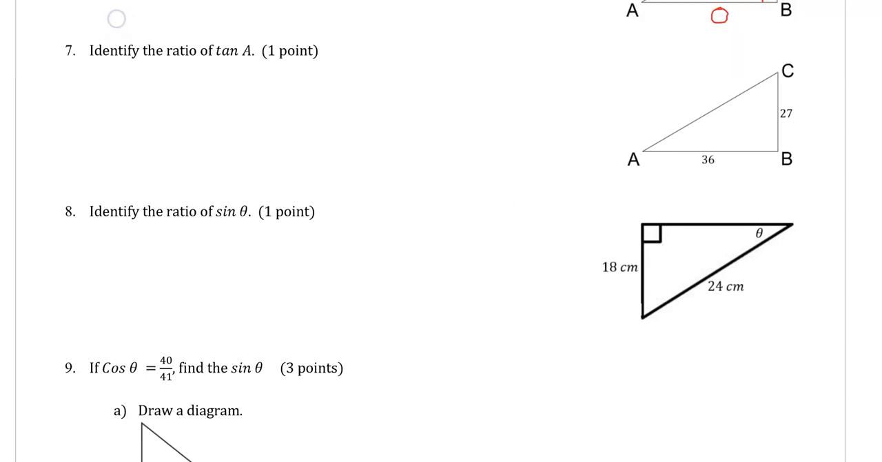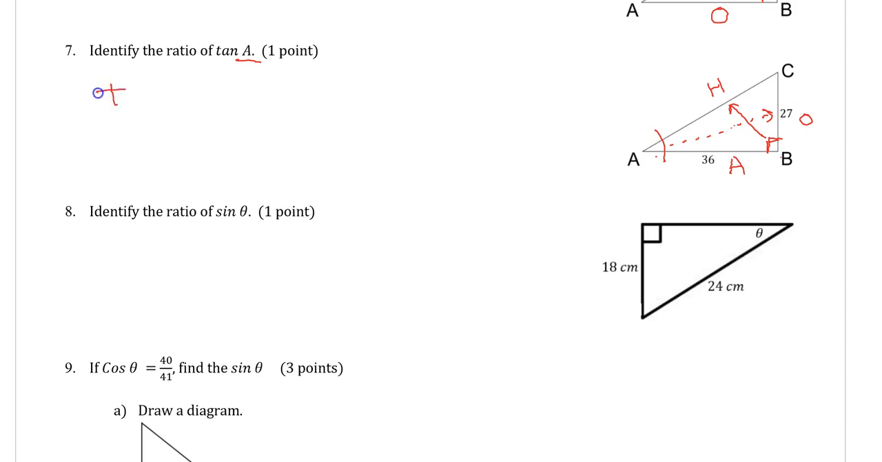Okay. All right, looking at number 7, identify the ratio of tangent of A. Okay. So again, A is our angle. Where's our right angle? Again, where it looks like there's the floor and a wall. Okay. So across from our right angle is our hypotenuse. Across from the given angle is our opposite side. And between the two is our adjacent side.